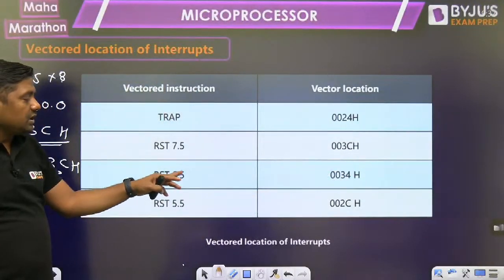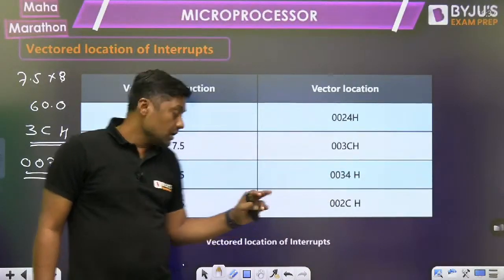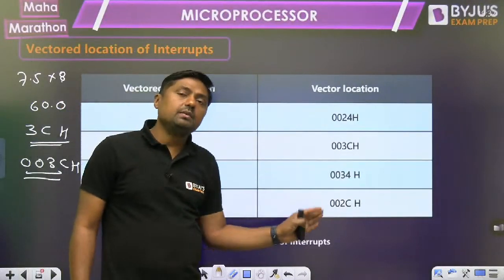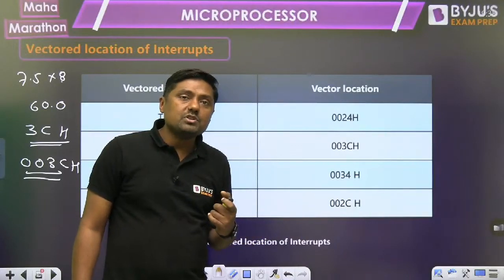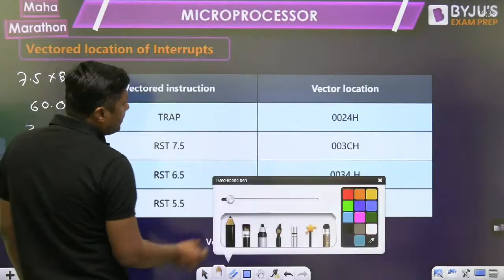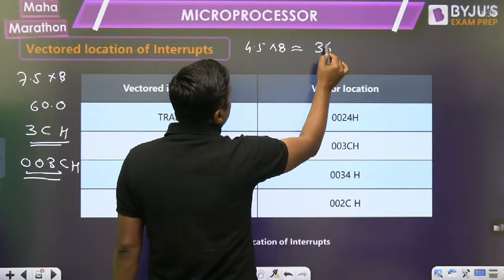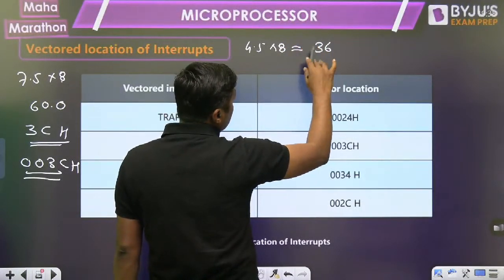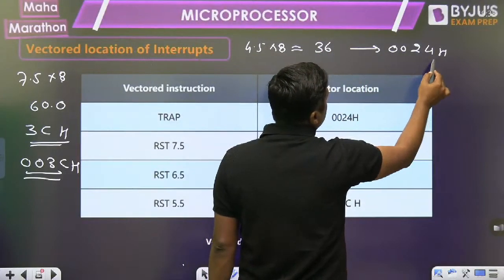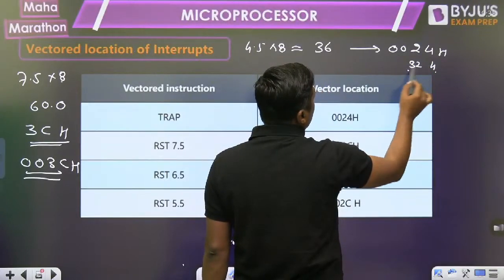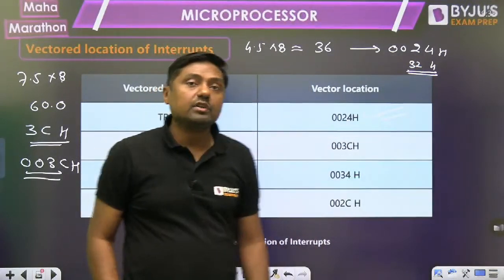Similarly, 6.5 multiplied by 8 gives the decimal, and converting into hexadecimal you will get 0034H. 5.5 multiplied by 8, converted into hexadecimal, gives 002CH. That is called the location. And TRAP is equivalent to 4.5. 4.5 multiplied by 8 becomes 36 in decimal. You have to convert it into hexadecimal. In hexadecimal it will become 0024H. You can check: 16 into 2 is 32, 32 plus 4 is 36. So 0024H is the location when we give the TRAP interrupt.